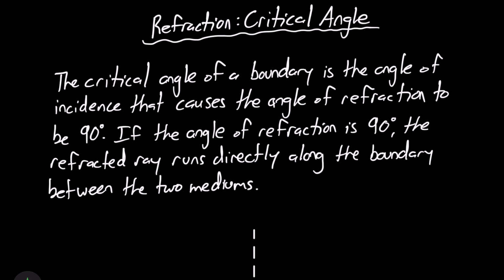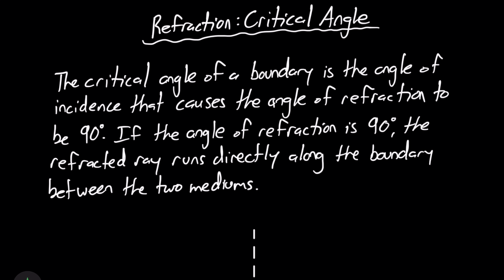Today we will be discussing a little section of refraction called the critical angle. The critical angle of a boundary is the angle of incidence that causes the angle of refraction to be 90 degrees. So if the angle of refraction is 90 degrees, the refracted ray runs directly along the boundary between the two mediums.